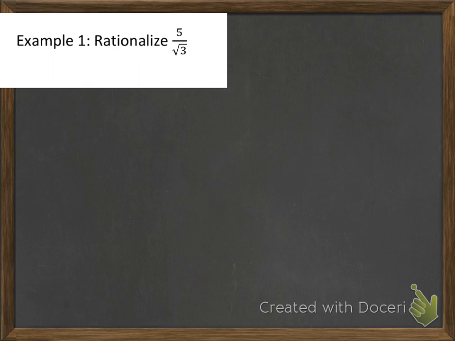Example 1. Rationalize the denominator. 5 divided by the square root of 3. So again, the problem right now is that the denominator is irrational. So what we do in order to rationalize the denominator is we multiply both numerator and denominator by the square root of 3.